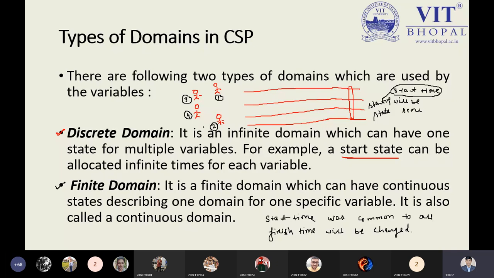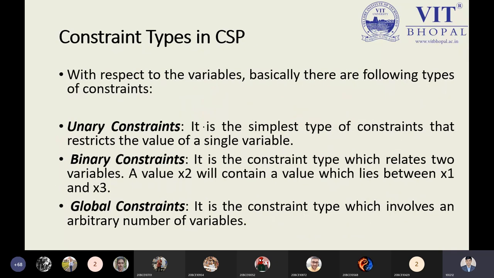Now it's time to see the constraint. A constraint can also have different types, because these are three different elements. First element, we have seen the variable. Second element, the domain. Now we are on the third element, the constraint. It can also have types. One is a unary constraint, the simplest type of constraint, which restricts only one value for a single variable. A binary constraint relates two variables.